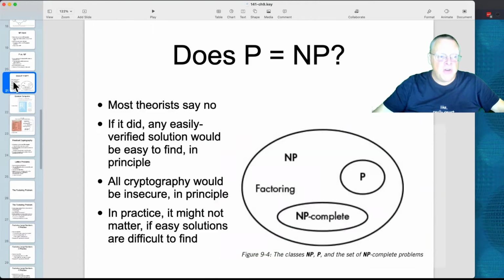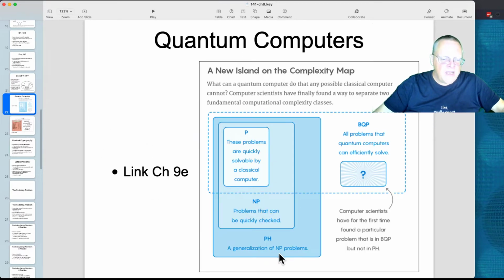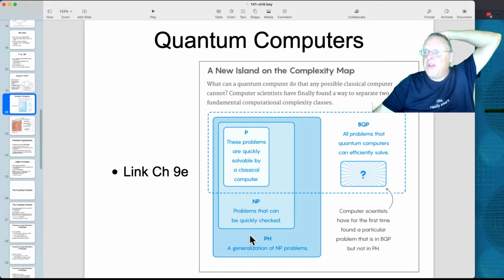But as I mentioned before, we do know that factoring, which classical computers cannot solve efficiently, quantum computers can solve efficiently. PH, I don't know what PH is. Some kind of generalization of NP. It's a good question. I don't understand it. There's a link here. You can try to understand it. God have mercy on you.